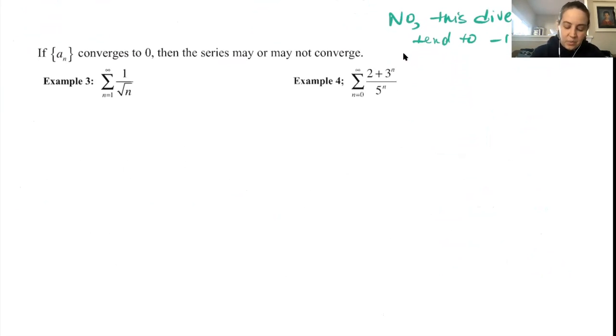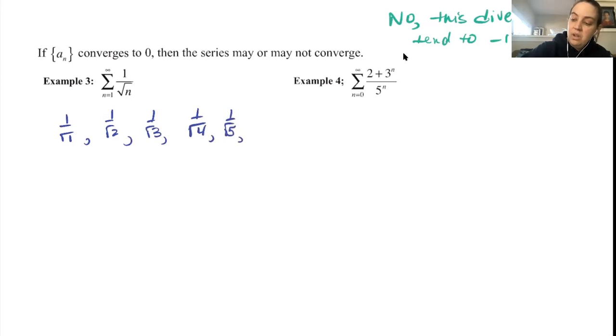So here is one that's 1 over the square root of n. Again, sometimes it helps to write out the terms. We would have 1 over the square root of 1, and then 1 over the square root of 2, and 1 over the square root of 3, and 1 over the square root of 4, 1 over the square root of 5. Those are my terms. Each of these is getting smaller because the denominator is getting larger. So these do indeed tend to 0.